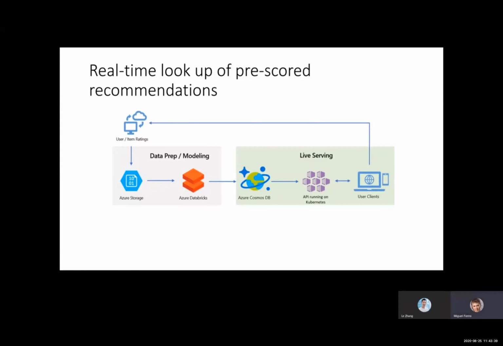Here we see the real-time lookup. The starting point is the data set. We will have users, items, interactions between users and items, and maybe user metadata and item metadata. And this can be stored in any storage, right? It can be on Azure storage in a blob. It can be in a SQL database, and in a graph database as well.